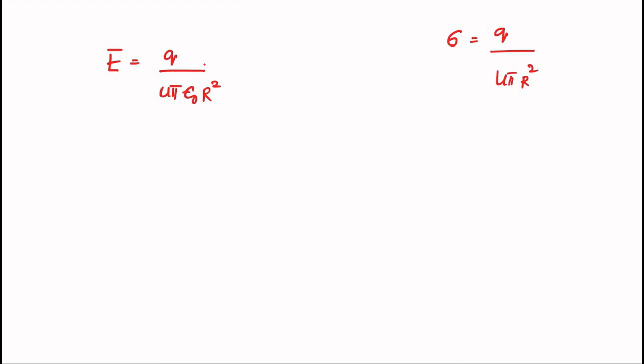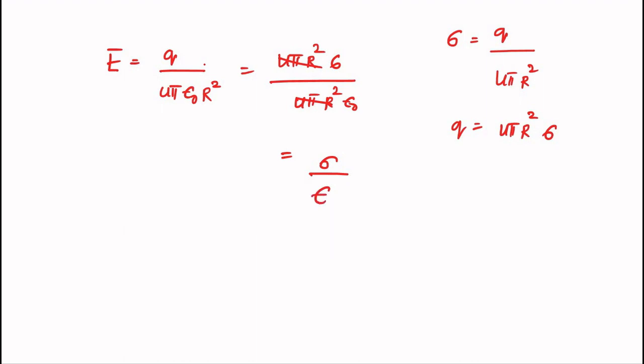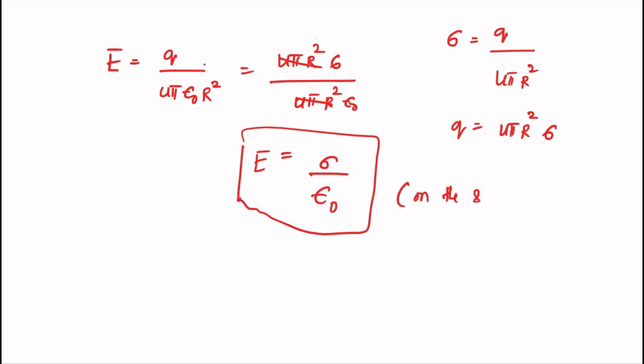So now Q here is equal to 4 pi R square sigma. If we substitute here, it will become 4 pi capital R square sigma by 4 pi R square epsilon 0. So this much gets cancelled, and we have sigma by epsilon 0. This is the electric field on the surface, another expression for the same thing. On the surface, this is the electric field due to a spherical shell.